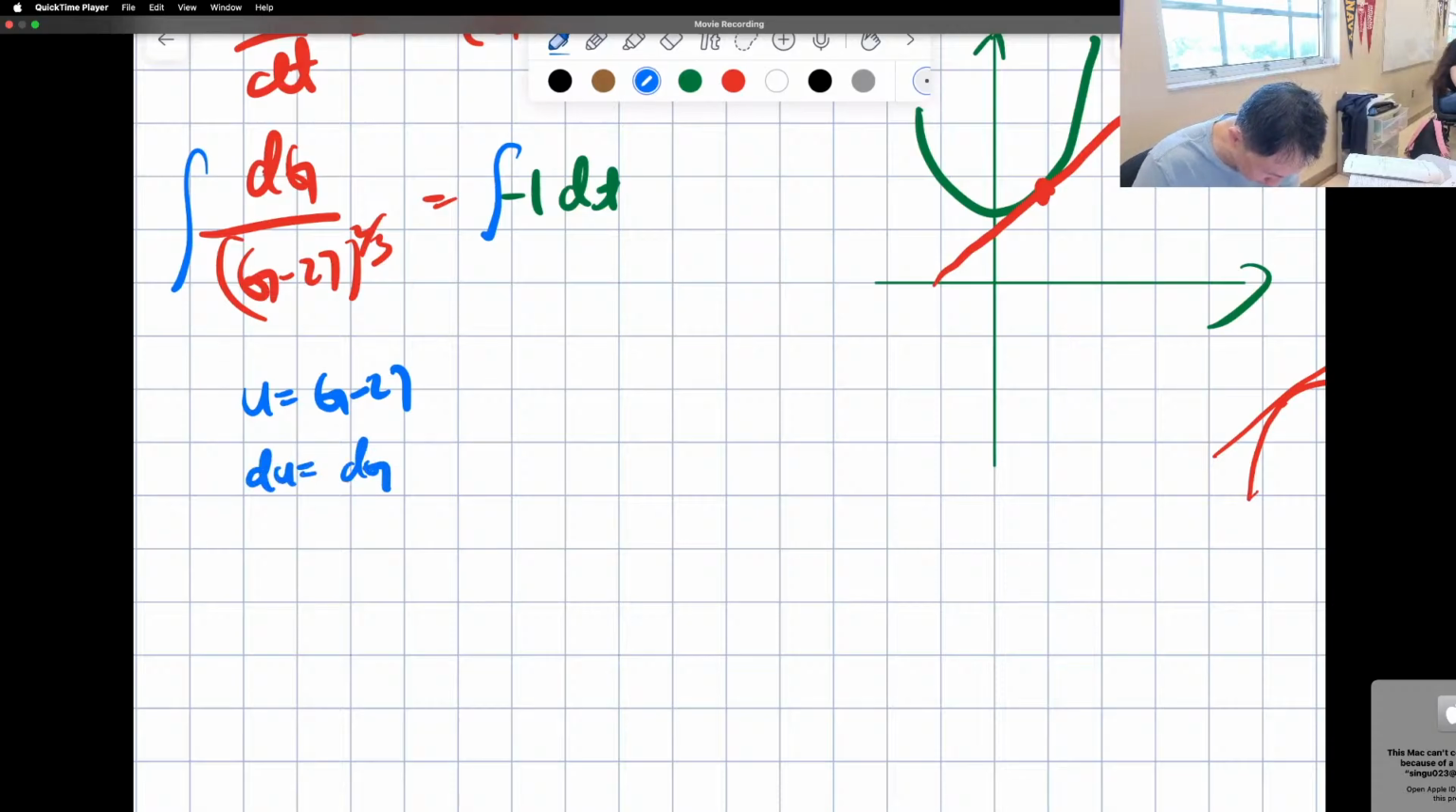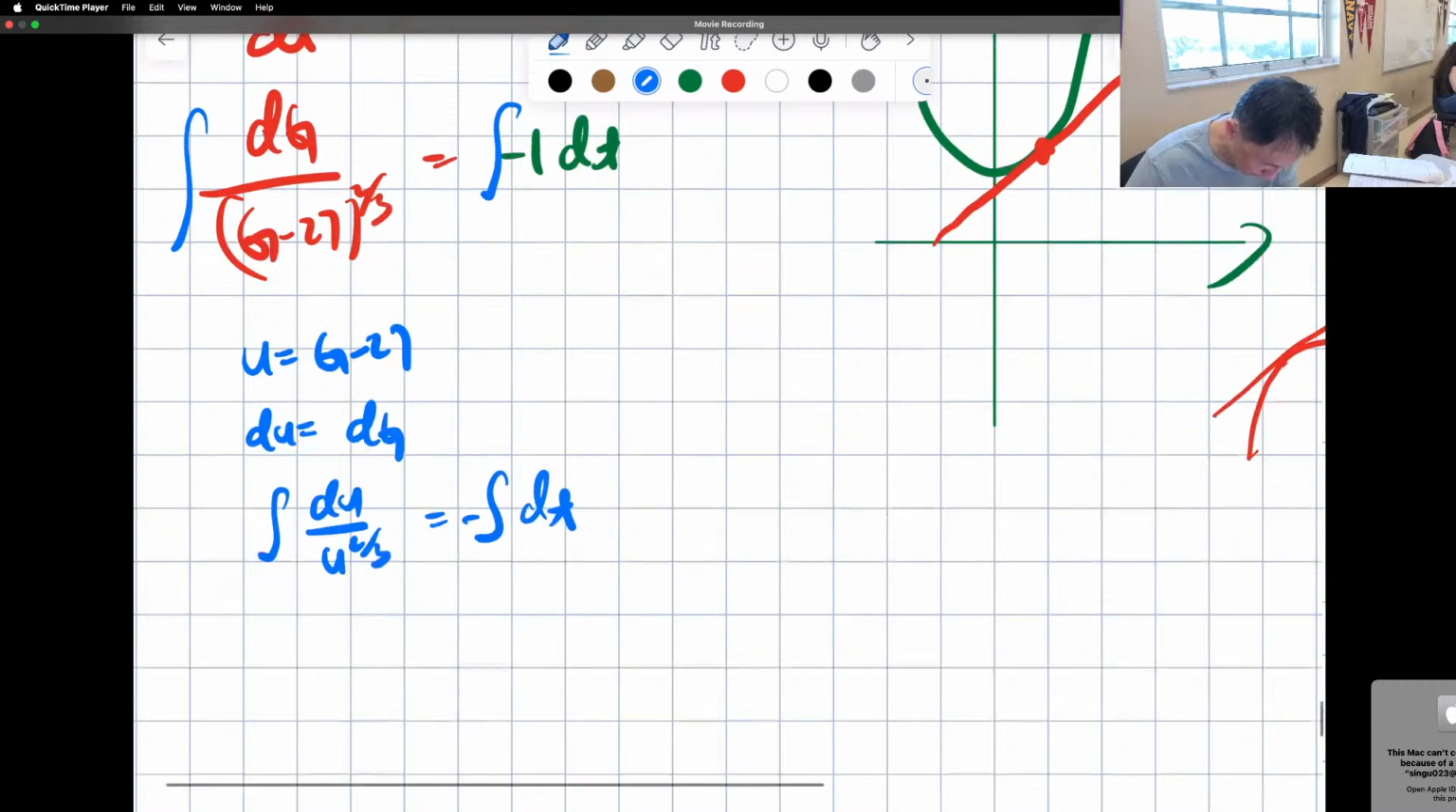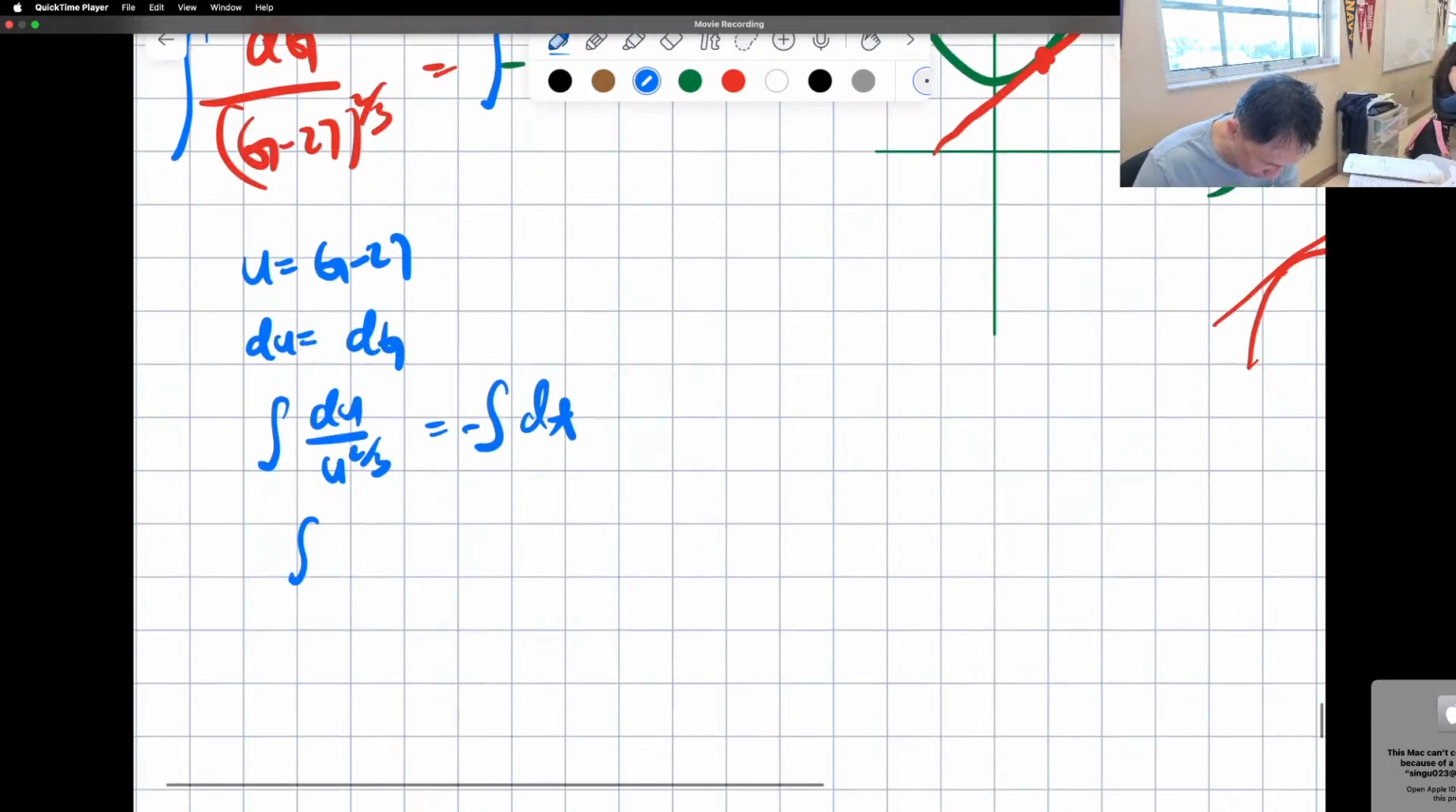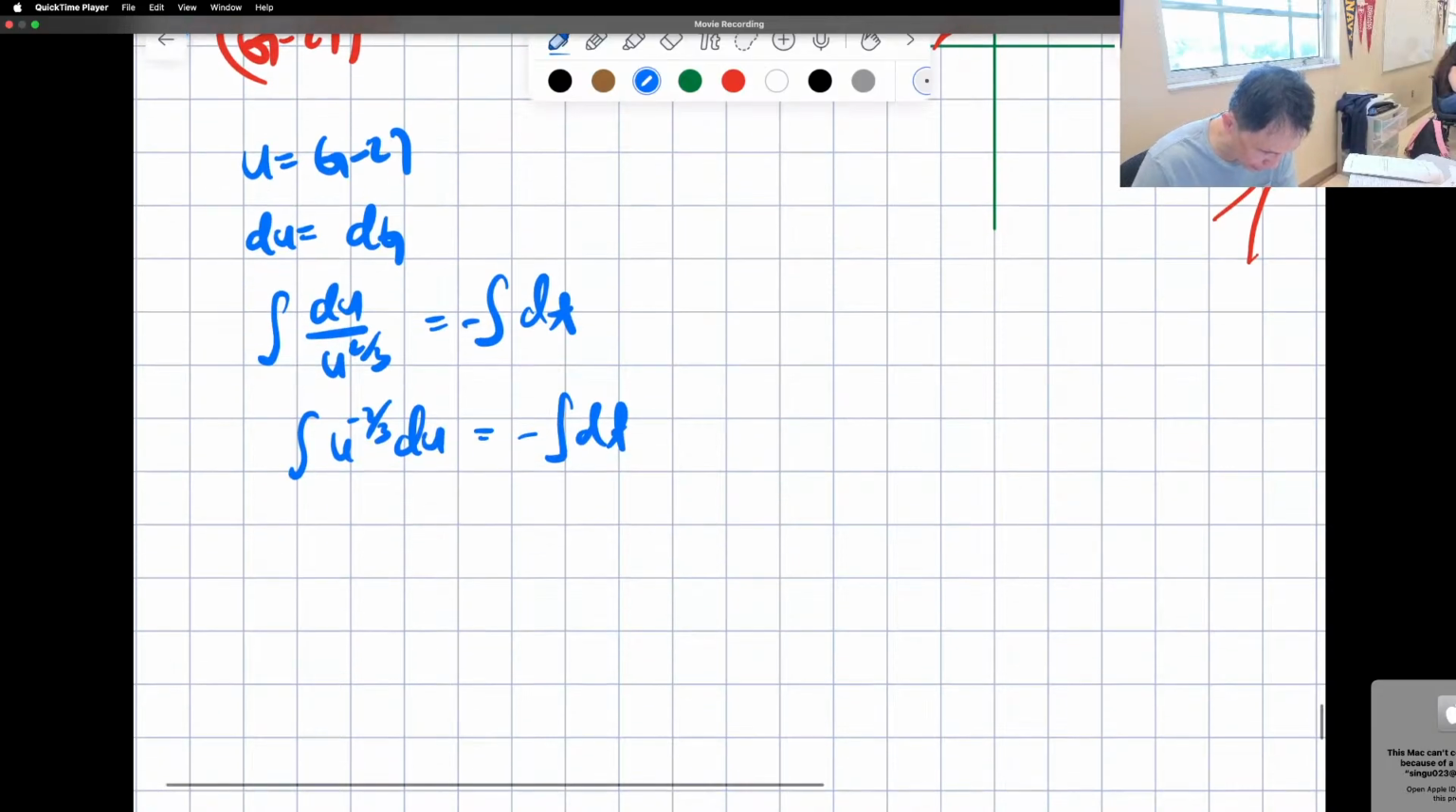du equal to dg. So that's u to the 2/3 dg, du, sorry. And this one is going to be integration of negative dt. This one's going to be the same thing as saying u to the negative 2/3. I showed an extra step just because I don't want to make any mistake.